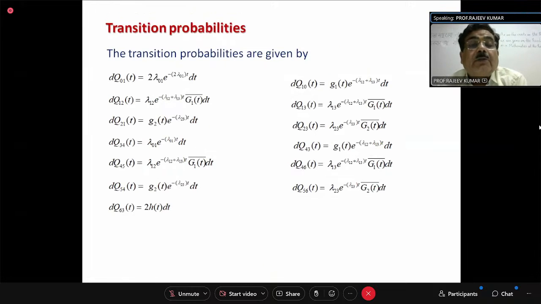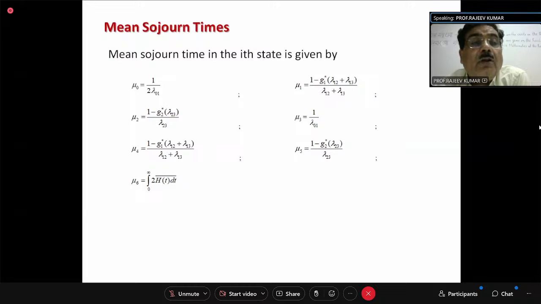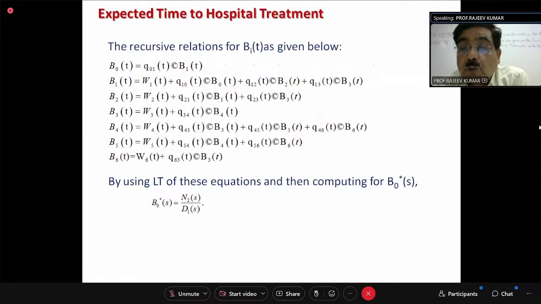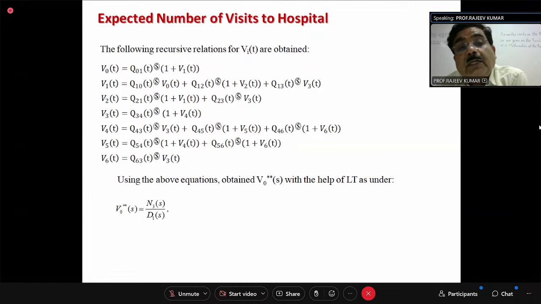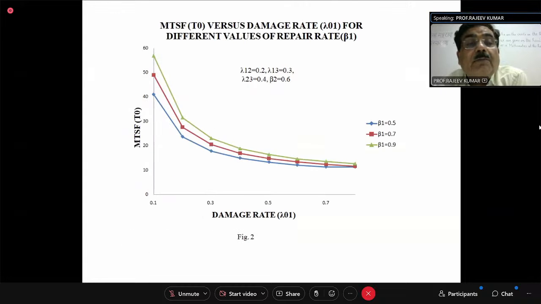So transition probability for this is also computed in the same fashion as we have discussed in the previous model, as mean sojourn times, unconditional mean times, mean time to system failure, expected time to the hospital treatment for that kidney patient. What is the average time in the hospital for the kidney patients, and computation of this, and how many times on average he has to visit the hospital for dialysis or for treatment of the kidney, or even for transplantation. So that number is also computed, and this is the pattern of mean time to system failure.